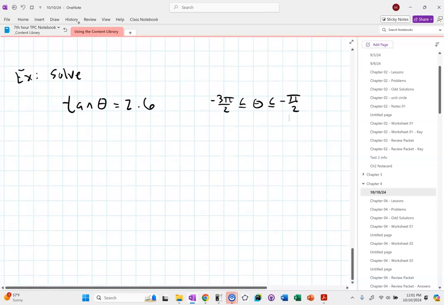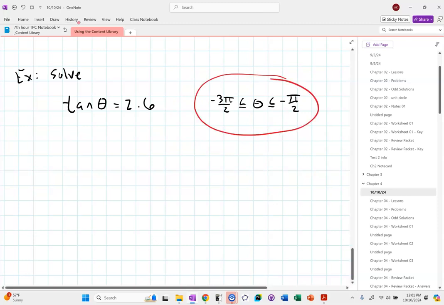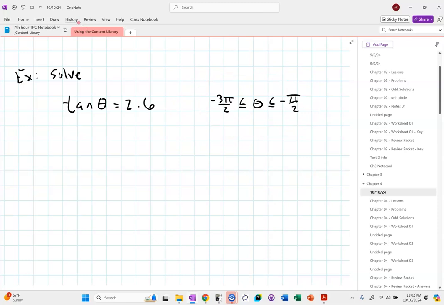All right. What makes this one a little bit trickier? Not the tangent. It's this piece telling me that my answer is negative, right? It's between negative 3 pi over 2 and negative pi over 2. That's the part that's going to make this a little bit trickier.